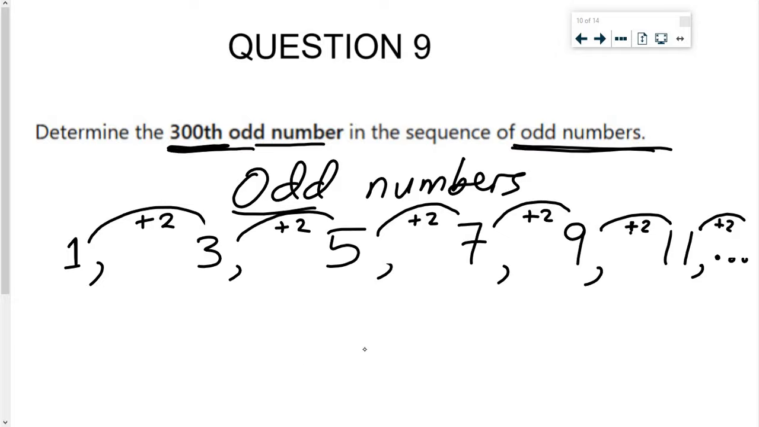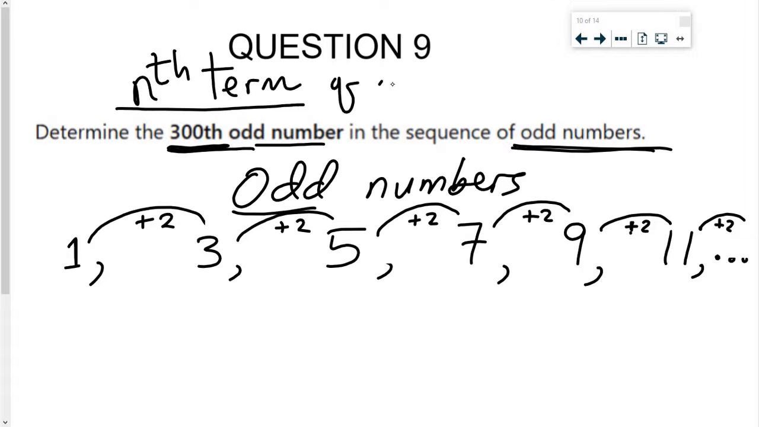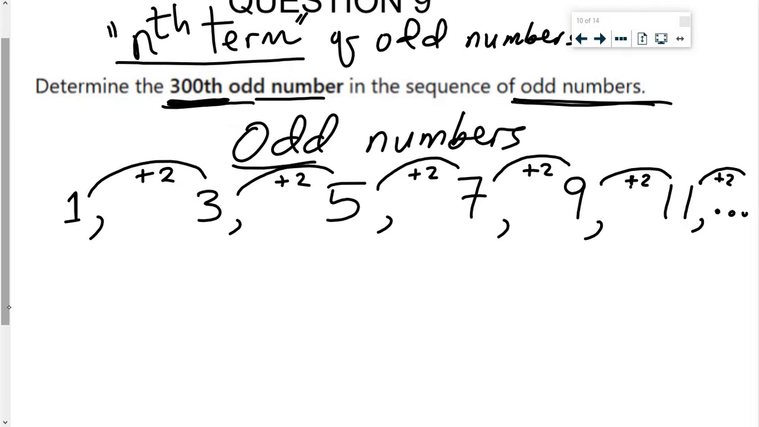Can we find the so-called nth term of odd numbers? And later use the nth term to calculate the 300th odd number. Yes, we can find the nth term. How do we do that? Just look.